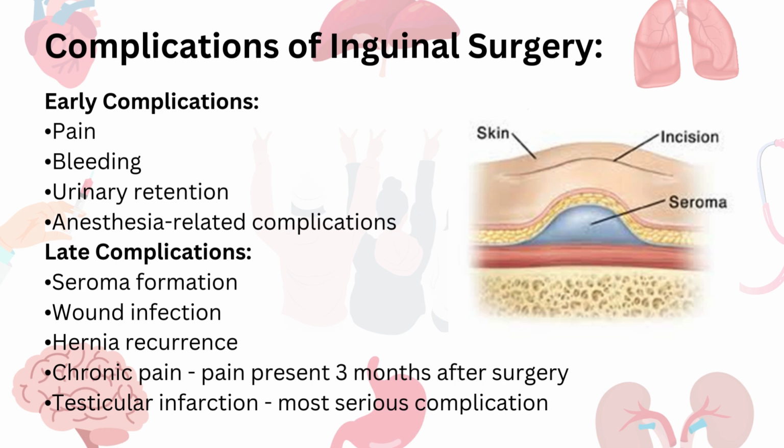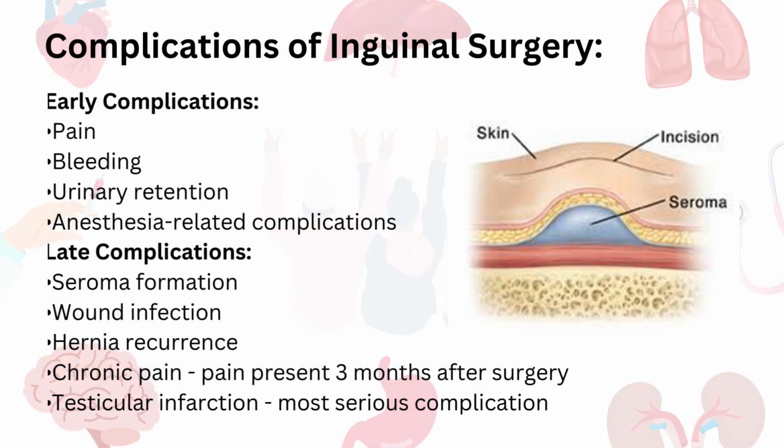Late complications at the suture site of the inguinal surgery could be seroma formation, or wound infection, or hernial recurrence because you have also created a defect in the abdominal wall, or chronic pain. Chronic pain is defined as pain which is present for more than 3 months after the surgery, or testicular infarction because you might have accidentally damaged the artery to the testicles.